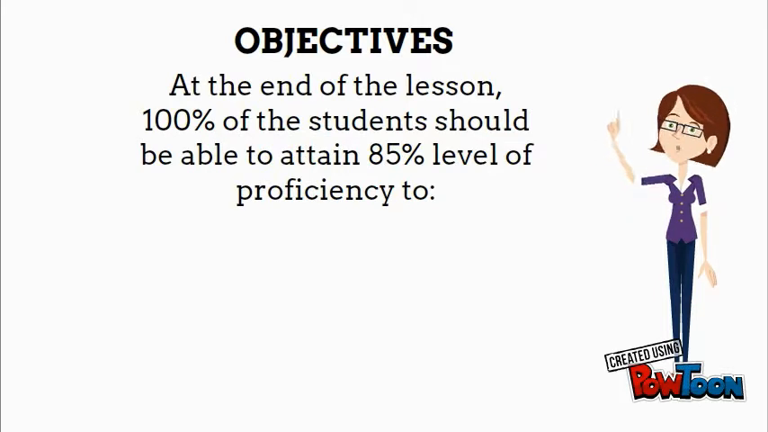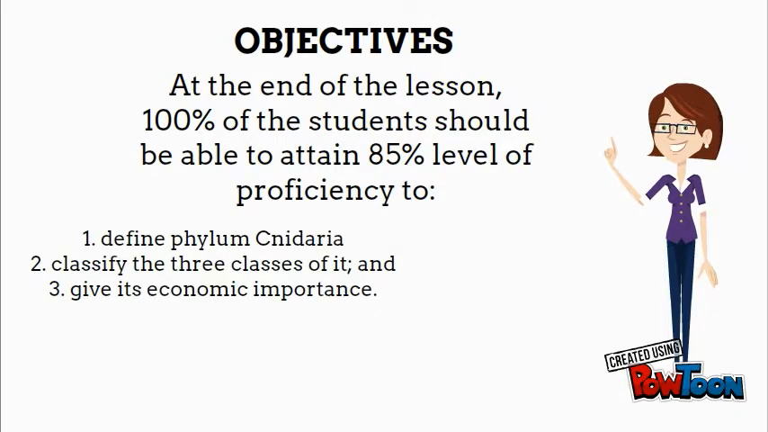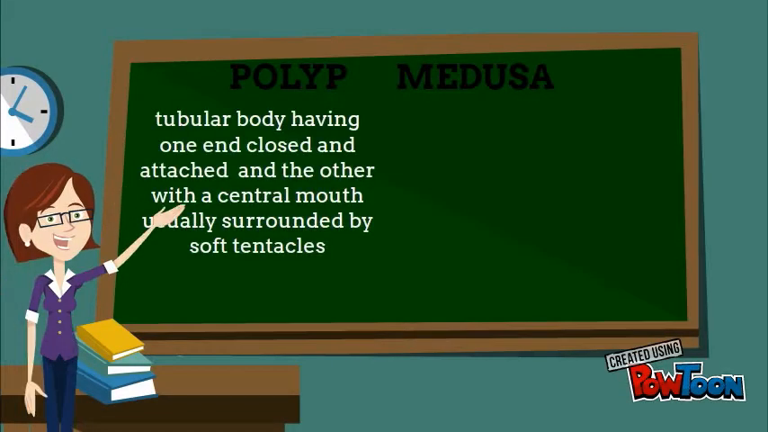At the end of the lesson, 100% of the students should be able to attain 85% level of proficiency in: 1. Define phylum Cnidaria. 2. Classify the three classes of it, and 3. Give its economic importance.